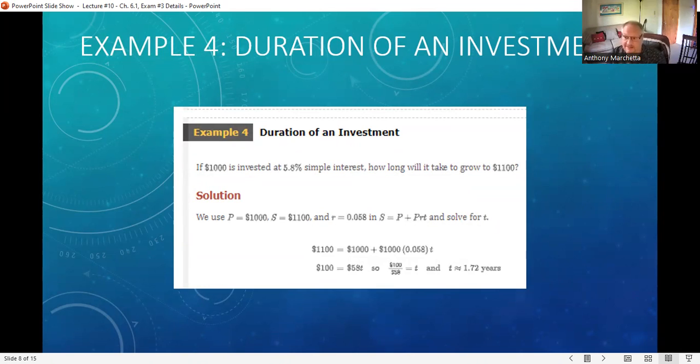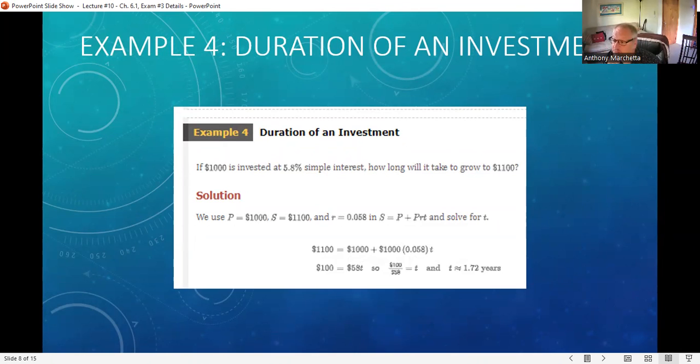The duration is the time. It says if 1,000 is invested at 5.8% simple interest, well, how long will it take to grow to 1,100? I want to wait until this 1,000 turns into 1,100 before I take it out. When it turns into 1,100, I'll take it out and we'll have a big party or whatever your story is, right? But how long will it take means now find out what T is in this story. So one thing we have is we know what the present value is, or the principal, or the face value.